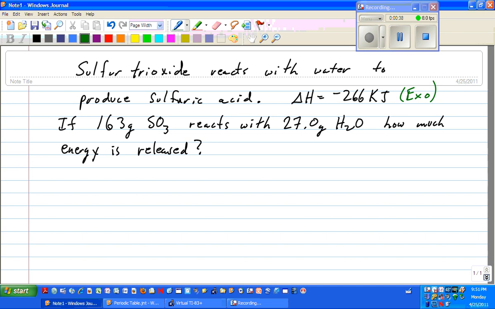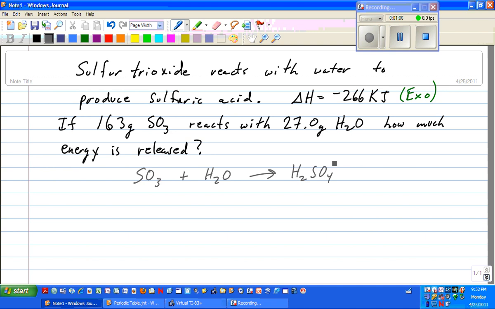We want to know how much energy is released in this reaction. First thing we're going to do is write a balanced equation. So we'll get started there. I've got sulfur trioxide, SO3, reacting with water to produce sulfuric acid, H2SO4. So I want to balance this. I've got one sulfur, 4 oxygens, 2 hydrogens, 2 hydrogens. Bonus, this thing is balanced already.